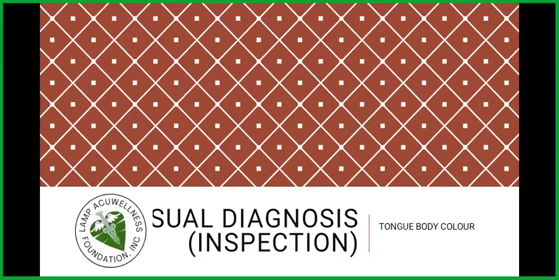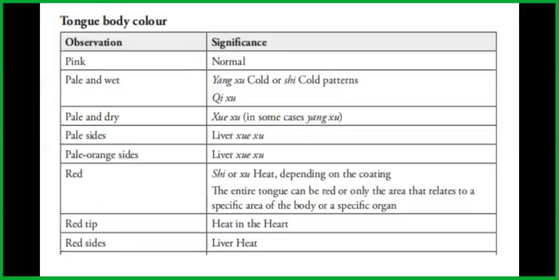Let's go to visual diagnosis inspection. The topic is tongue body color. Here we can see the observation and the significance of the tongue body color. If it is pink, that is a significance that the tongue is normal.